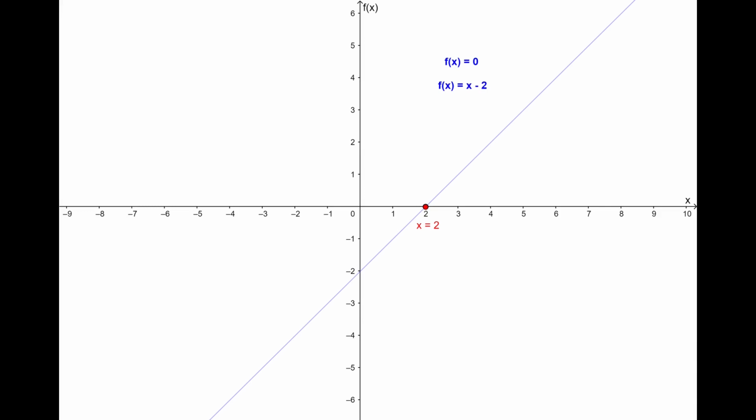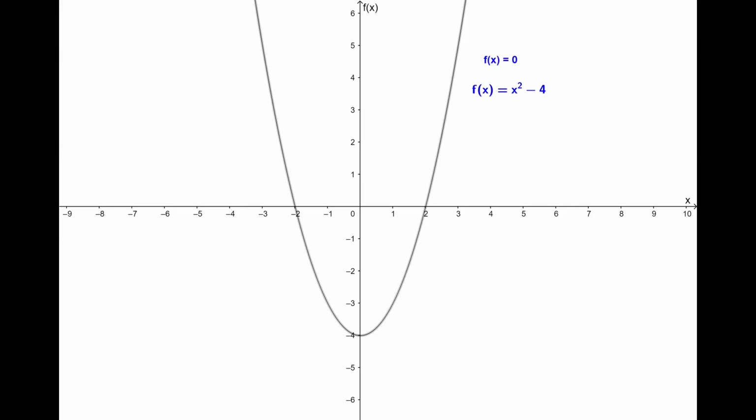Also, the number of roots of the equation is the same as the degree of the equation. If I have the equation x square minus 4 equal to 0, the degree of this equation is 2, so it will have 2 roots. Also, when we plot this equation x square minus 4, we can see that it will intersect the x-axis at 2 points, x equals 2 and x equals minus 2.